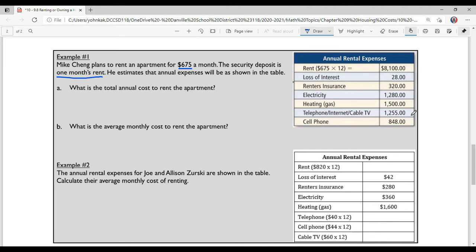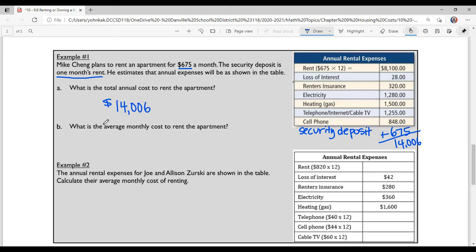And cell phone is $848. So to find our total annual expenses, which is part A, what is the total annual cost to rent the apartment? We have all of these annual expenses listed here, but we also have a security deposit that was in the problem. So we're just going to add security deposit here at the bottom. It says it's a month's rent, which would be $675. So we need to add all of these values up. And if we do so, we get $14,006. So that is our total annual cost to rent the apartment.